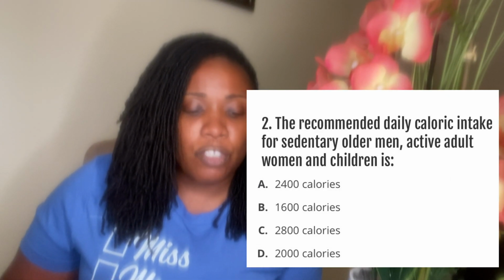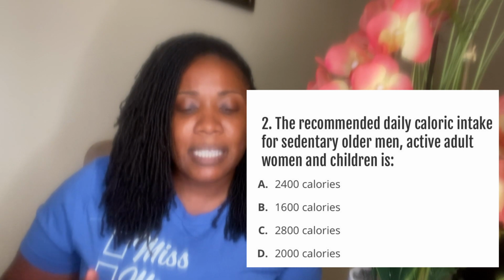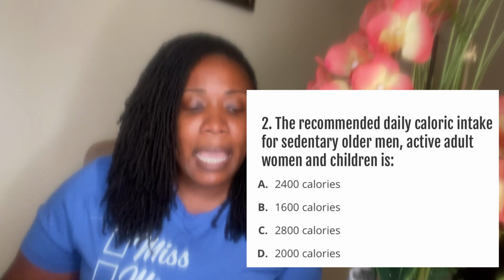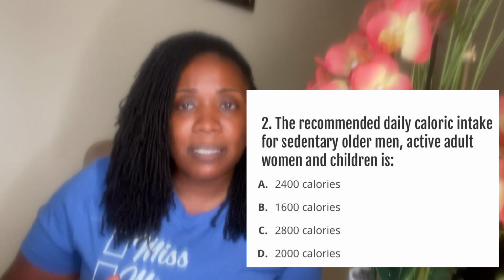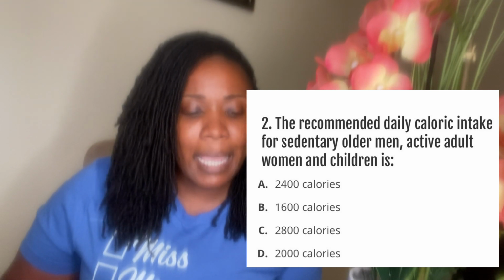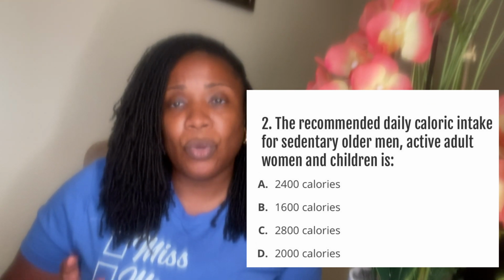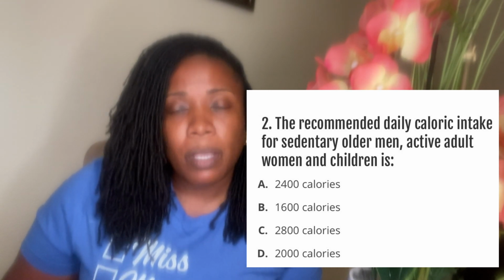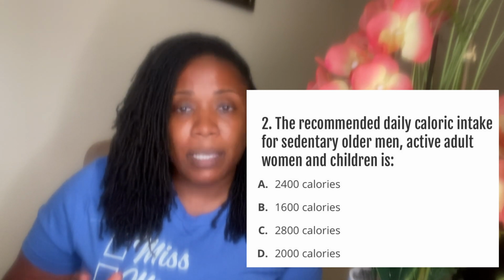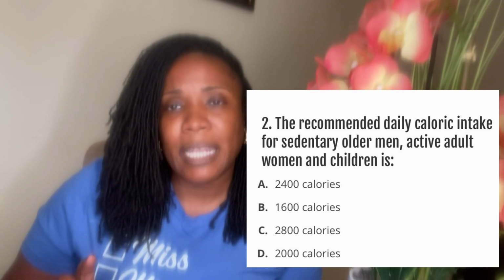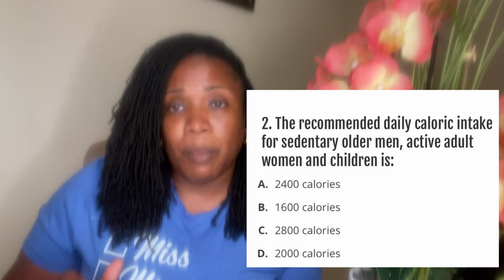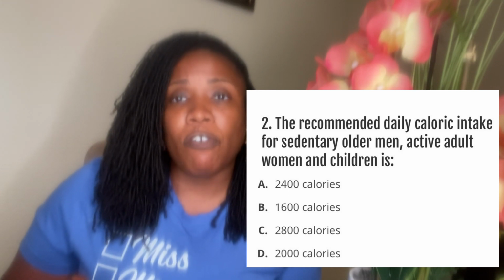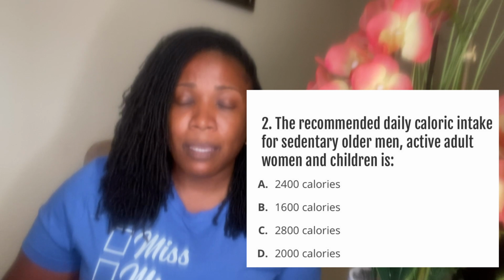All right, number 2 says the recommended daily caloric intake for sedentary older men, active adult women, and children is: A is 2,400 calories, B is 1,600 calories, C is 2,800 calories, D is 2,000 calories. Now, this is just something that you have to know. If you turn any food product to the back and you look at the nutrition of that food product, it usually will say based off of a 2,000 calorie diet.